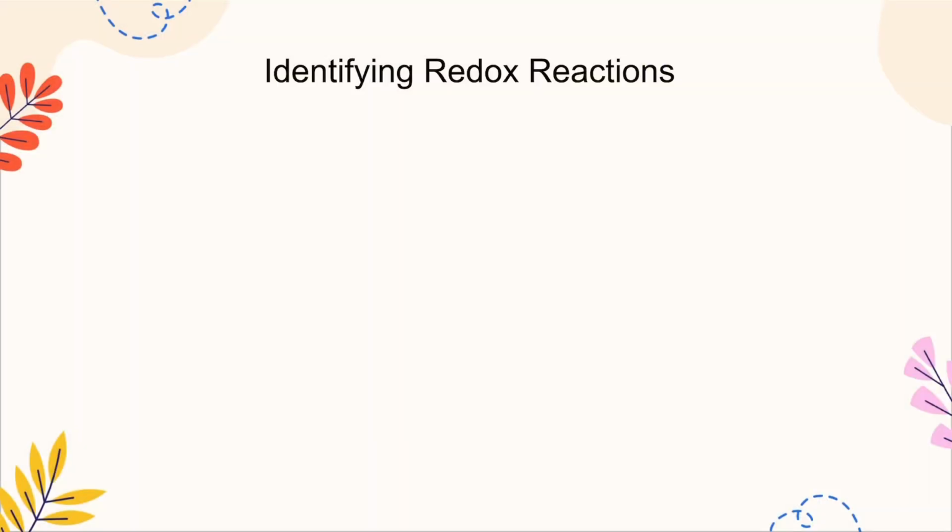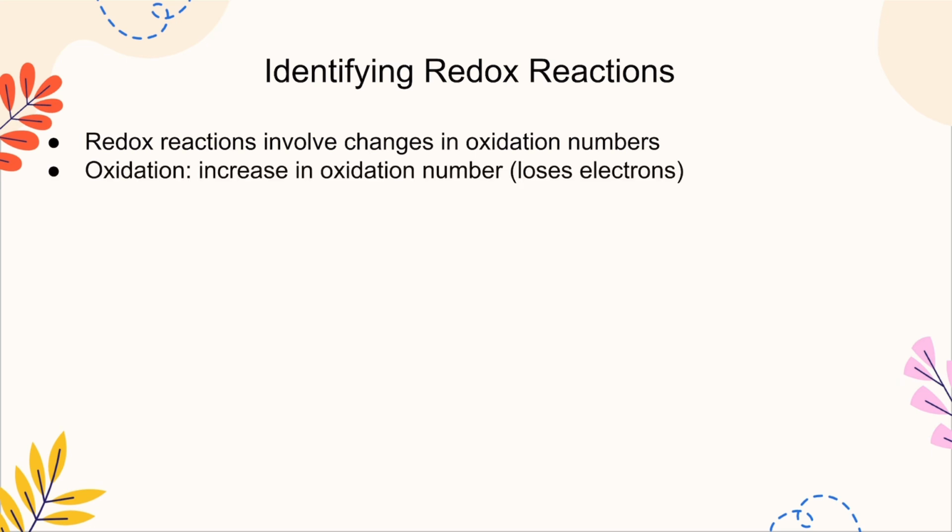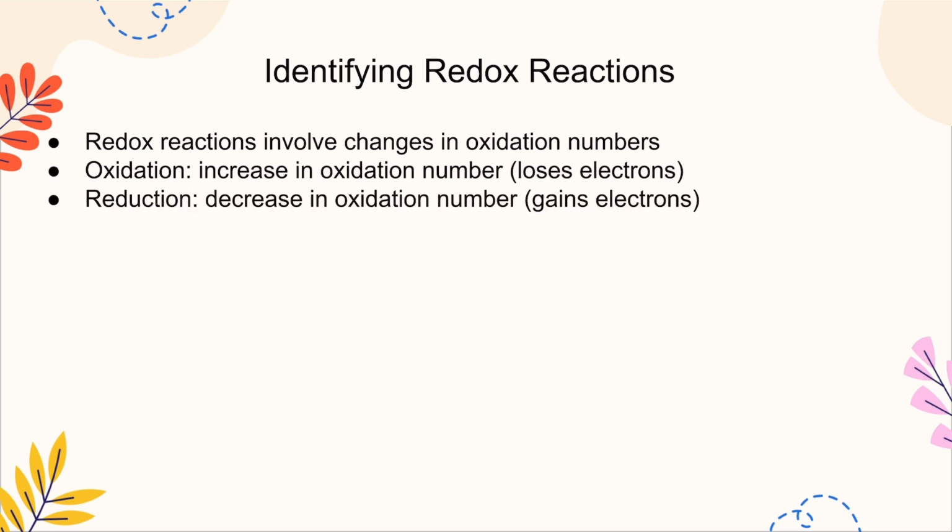Now, before we begin the process, we have to identify that what we are indeed looking at is a redox reaction. And so remember that redox reactions involve changes in the oxidation numbers. If there are no changes in the oxidation numbers, then it's not a redox reaction. It could be another type of reaction, like a double replacement, but not a redox. If there's a substance that increases in oxidation number, or becomes more positive from reactants to products, then it's losing electrons and hence oxidation is taking place.